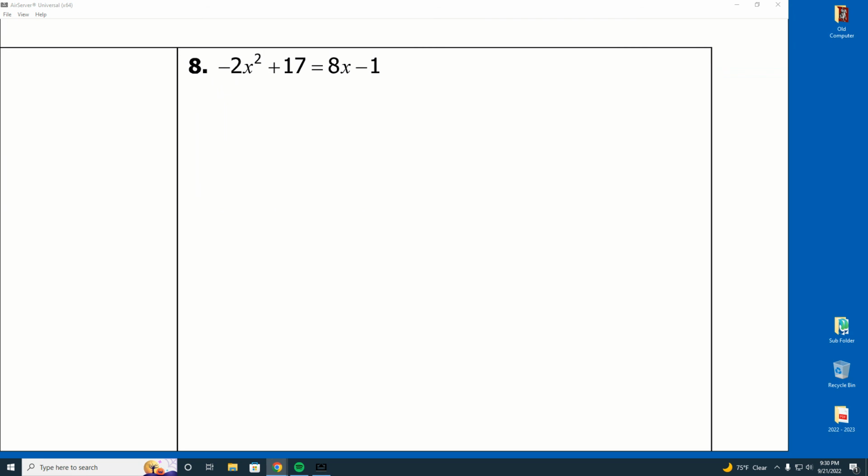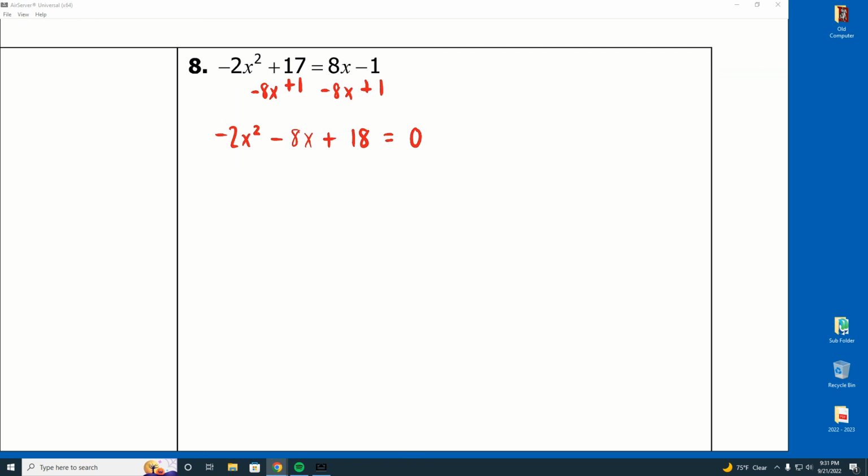But first of all, remember, we need to get everything on one side. Well, if I move this 8x over, does it have anything to combine with? No, it doesn't. So I'm going to put it in the middle because that's my bx term. But then I'm going to add 1. And what am I adding 1 to? The 17, right? So here's what I'm left with. Negative 2x squared minus 8x. And then 17 plus 1 is 18.